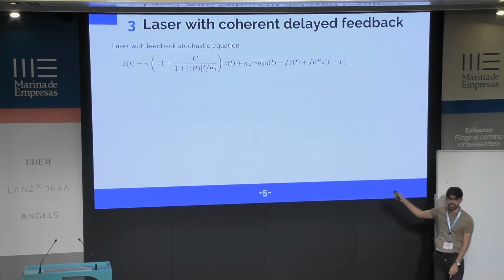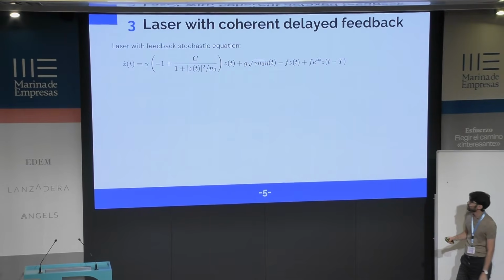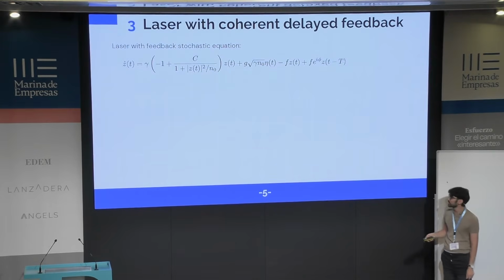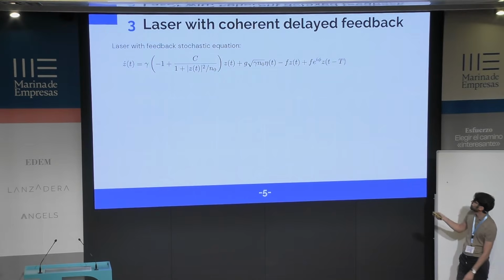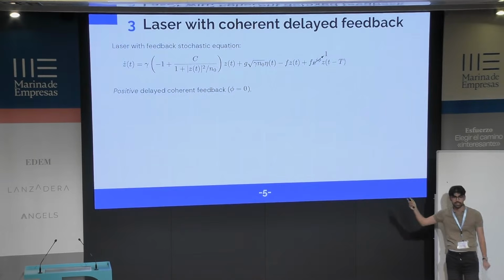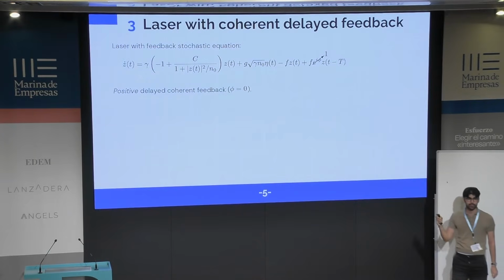This equation over here is the same that I just showed you. From now on, I will be talking about delayed coherent feedback, about positive delayed coherent feedback, which basically means to take this phase over here and put it to 0 so that this term is 1. And that's it. This is the final equation that I'll be working with.